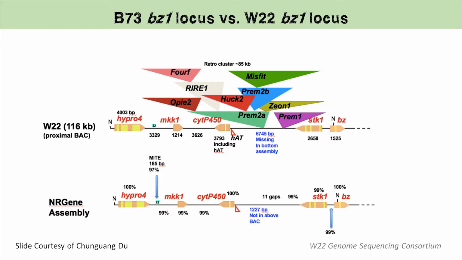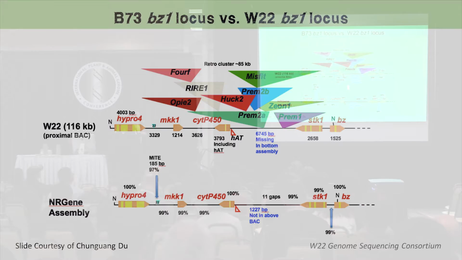So this hypothetical protein 4 was 100% identical to the W22 BAC sequence. And again, you can see these regions here of 99 to 100% identity. Where it started to break down was in these big retroelement clusters. So he knew from his sequencing he had an 85 KB cluster. In the NRGene assembly, about 6 KB of that 85 was actually missing, and then there was about 1 KB that was inserted that shouldn't be here.